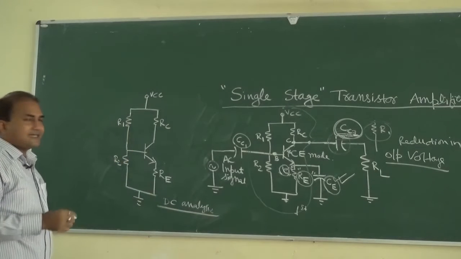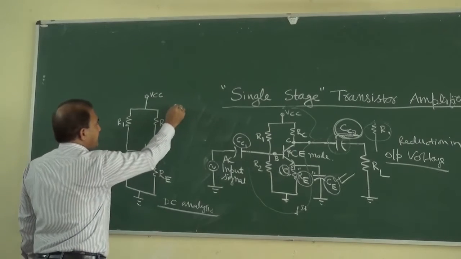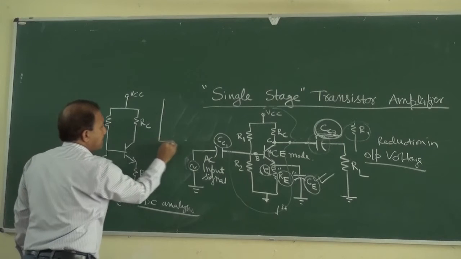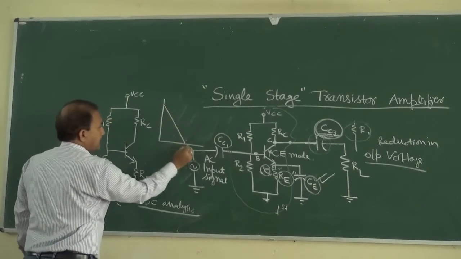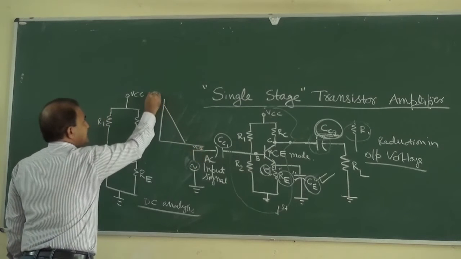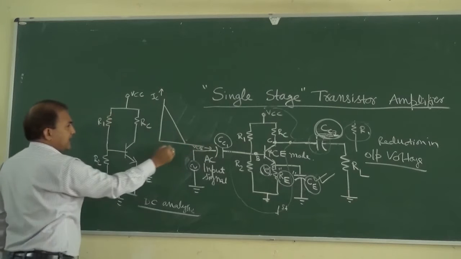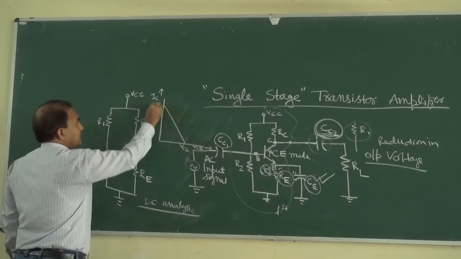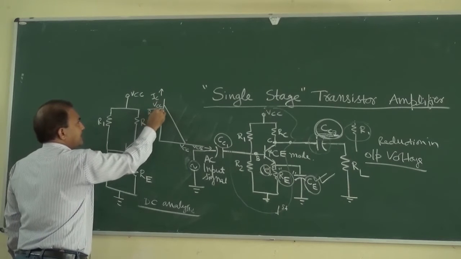So how to plot the DC load line? The DC load line can be plotted like this. It is VCE versus IC. This is the DC load line. Here it is VCC, and here it is VCC divided by RC plus RE.